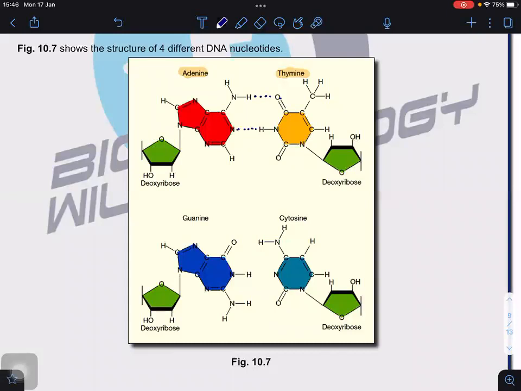Okay, so 2 hydrogen bonds. Write down 2 hydrogen bonds between the adenines and thymine. Then how about guanine and cytosine? Guanine and cytosine have 3 hydrogen bonds. So this is the one: first, second, and third.